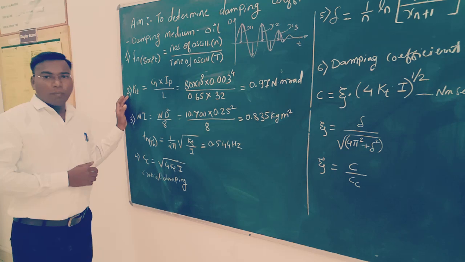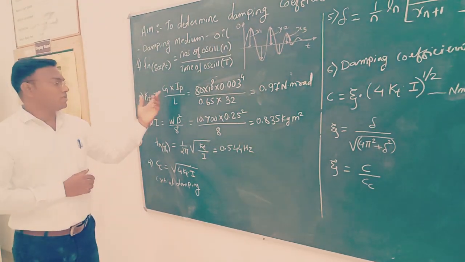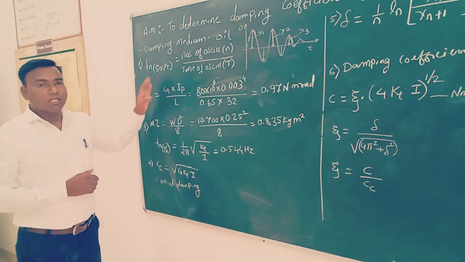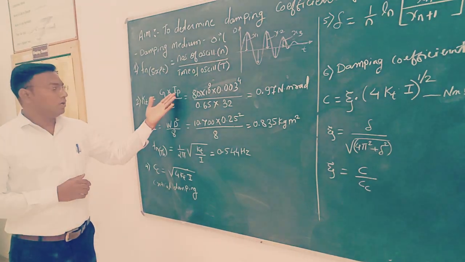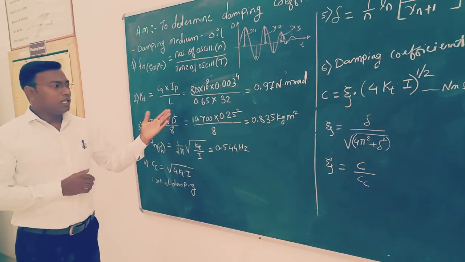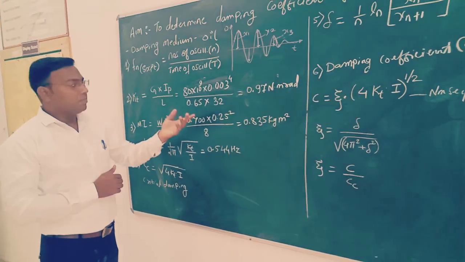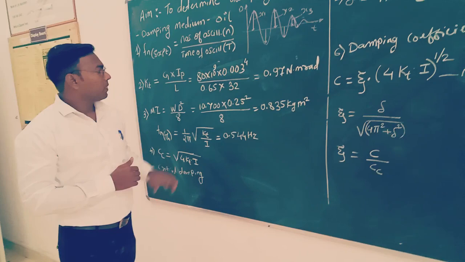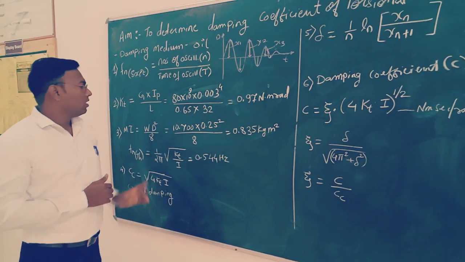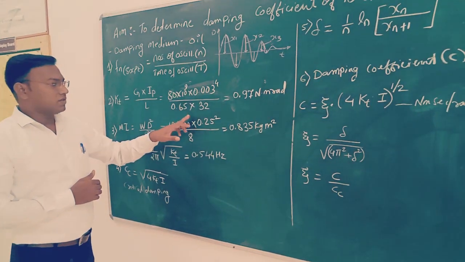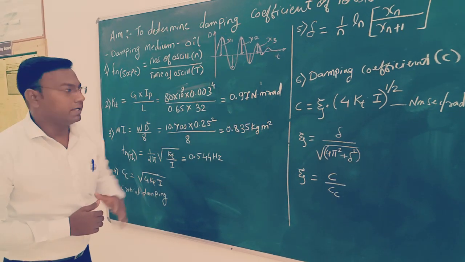Second, we are going to determine the torsional stiffness, kT, with the equation G Ip upon L. G is the modulus of rigidity, Ip is the polar moment of inertia, and L is the length of the shaft. G, depending upon the material, is 18 to 10 to 9, and Ip we have calculated as 0.003. Substituting the length as 0.65, we determine the torsional stiffness as 0.97 Newton meter per radian.